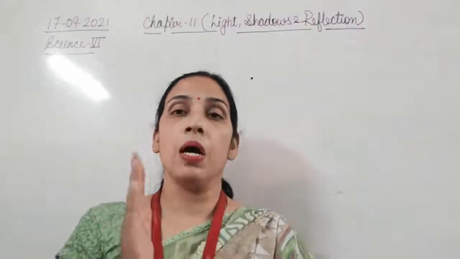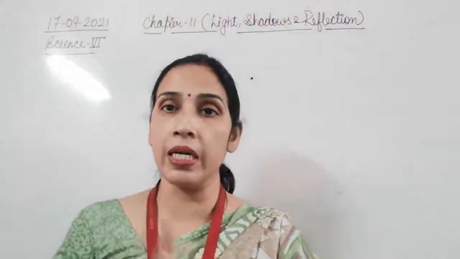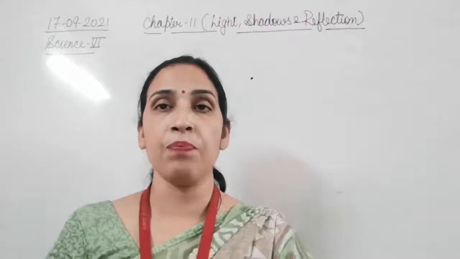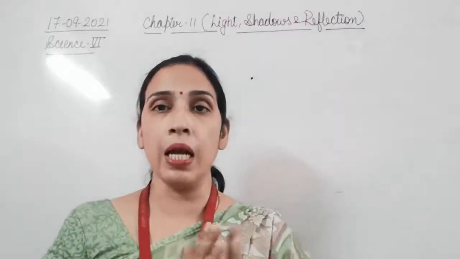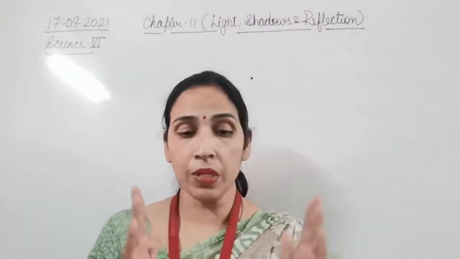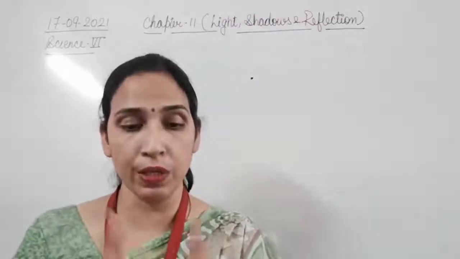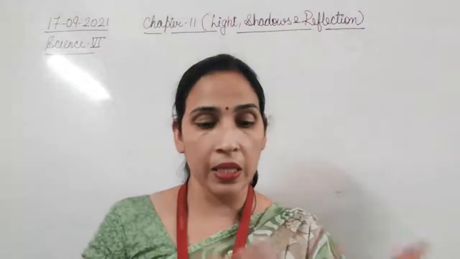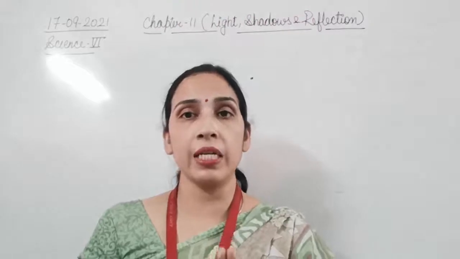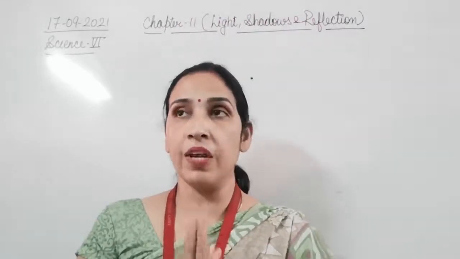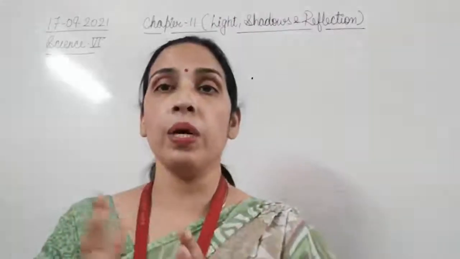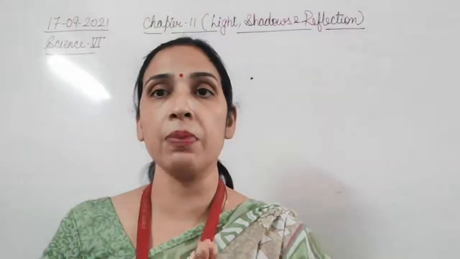Reflection of light means when a source of light or a ray of light falls on any surface and is then reflected back from that, and that helps you to see any object kept in a room. Reflection of light is the process of sending back the light rays which fall on the surface of an object. So that is known as reflection of light.